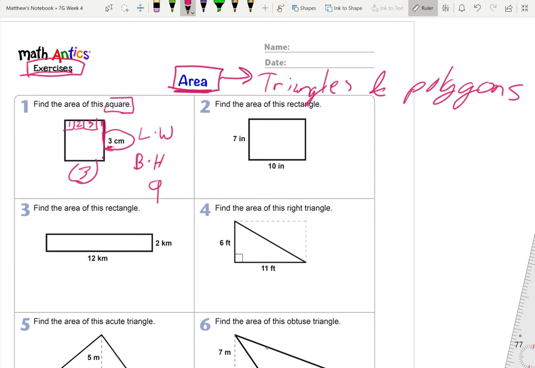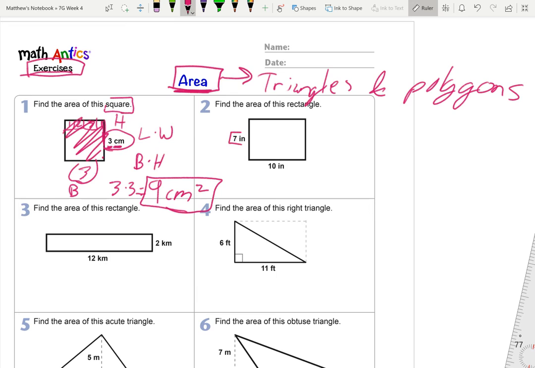So we do length times width or base times height. So I'm going to do my base of 3 times my height of 3, and that's going to be 9. And then again, since it's centimeters, I'm going to write centimeters. And then I talked about you could draw little squares, so it's going to be centimeters squared. All right? So we're talking about everything on the inside, and we're not just talking about the distance around the shape. So 9 centimeters squared.